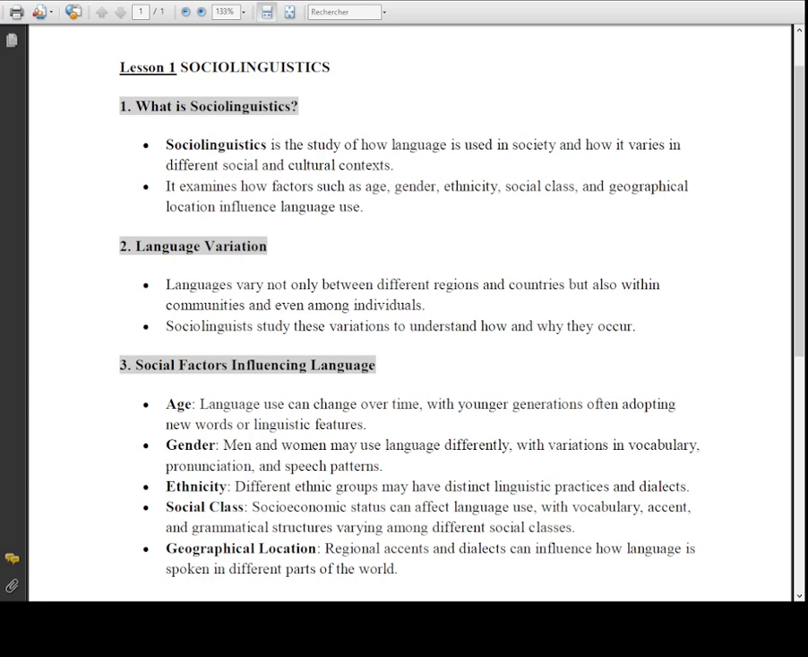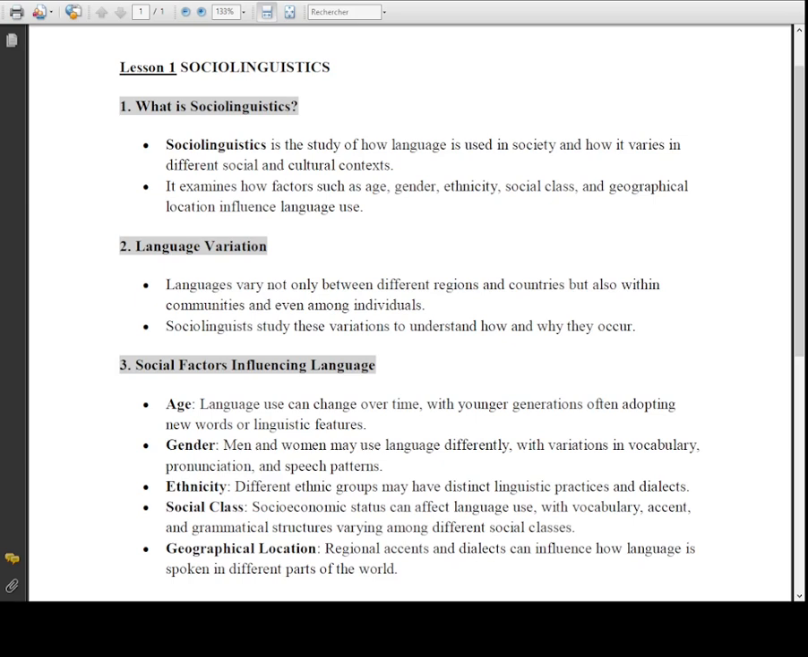So, in today's lesson, we're going to be focusing on sociolinguistics and some important points about it. Of course, I'm going to explain it and also provide translation of the content of this lesson. So, let's get started. First of all, what is sociolinguistics?